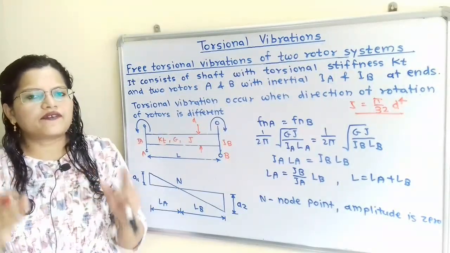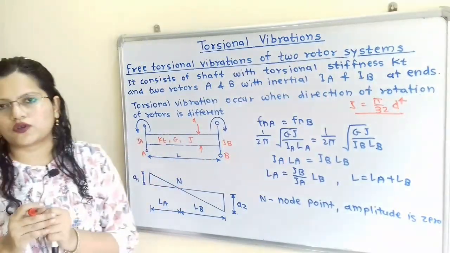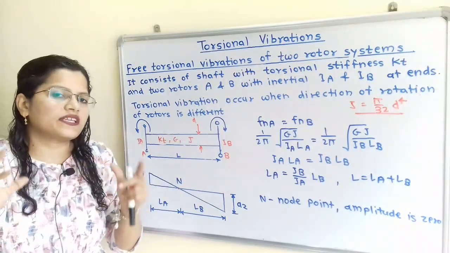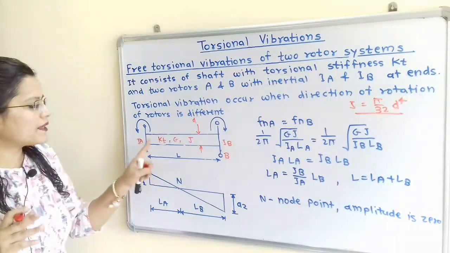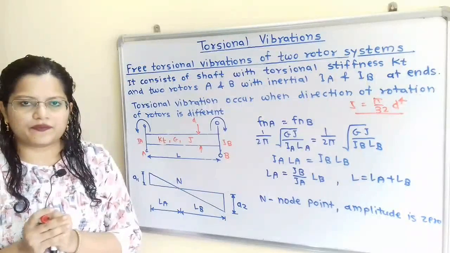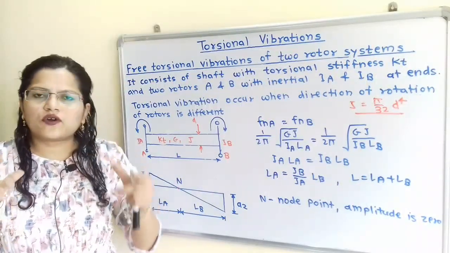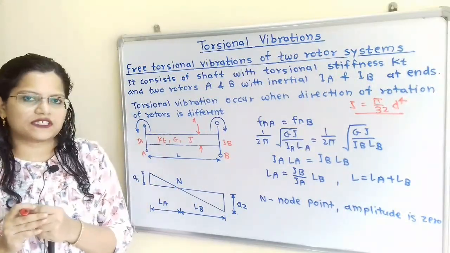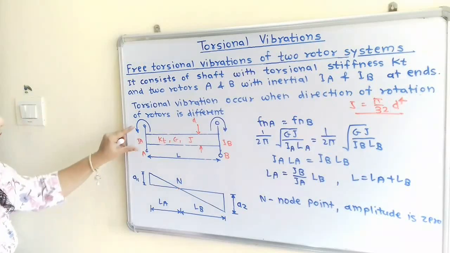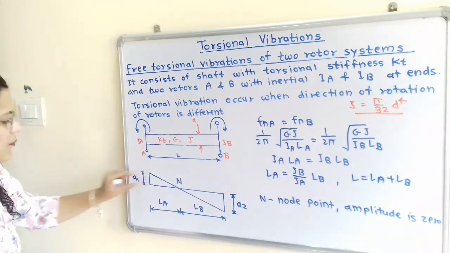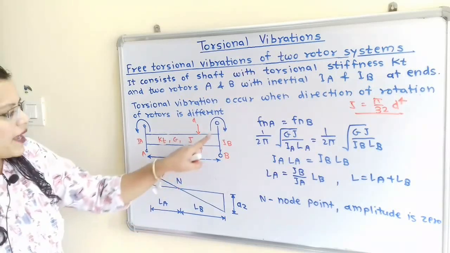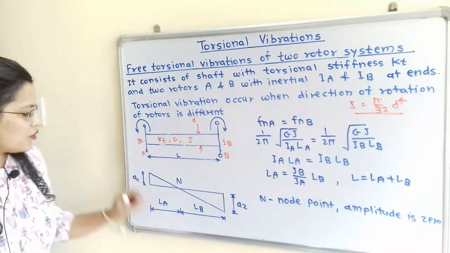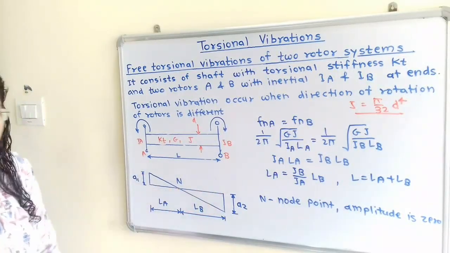Now we will understand when the vibrations occur in this two rotor system. When the two rotors rotate in different direction or in opposite direction, then only vibration occurs in this two rotor system. Because these rotors are rotating in opposite direction, amplitudes of vibrations are also in opposite direction. So we will show here the amplitude of vibration for rotor A in upward direction, then the amplitude of vibration for rotor B should be opposite, that is in the downward direction. So A1 is in the upward direction and A2 is in the downward direction.